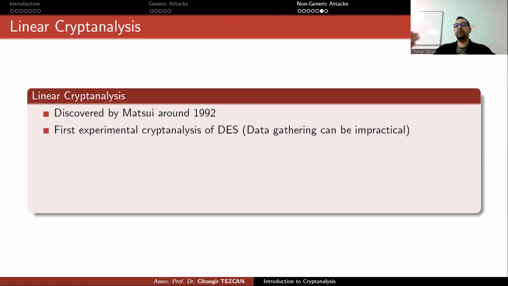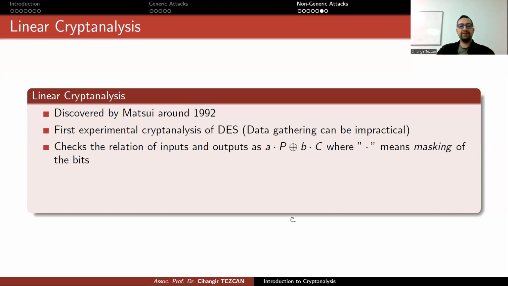He experimentally performs this attack, but data gathering in this attack can be impractical, because he actually used every computer in Mitsubishi, where he worked at the time, to do this attack. In practice, you need a lot of data. The idea is simple: check the relation of inputs and outputs as a masking here.